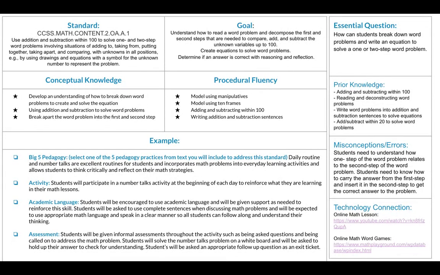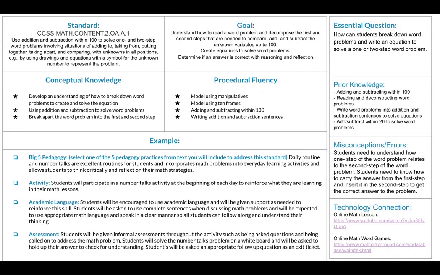So first the student has to break the word problem apart into two parts and solve the first problem. So there were 8 birds in a tree and then some left. And the tricky part is they have to take the answer from the first part of the equation and bring it down to the second to find the total number of the birds now in the tree.